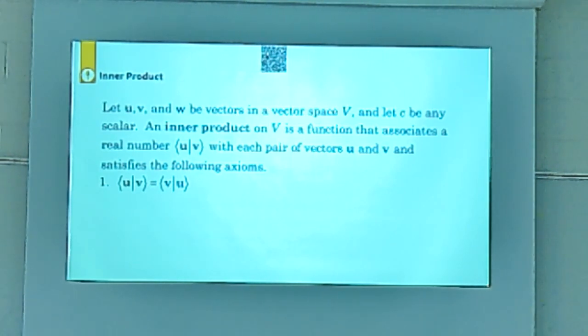First, the inner product of u and v is equal to the inner product of v and u. So inner products are commutative. Second, the inner product of u with v plus w is the inner product of u with v plus the inner product of u with w.